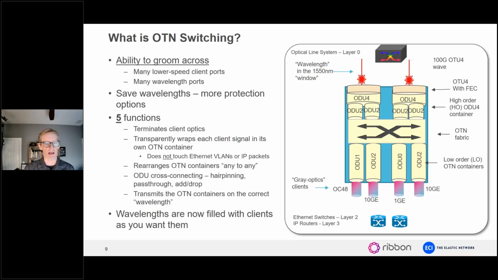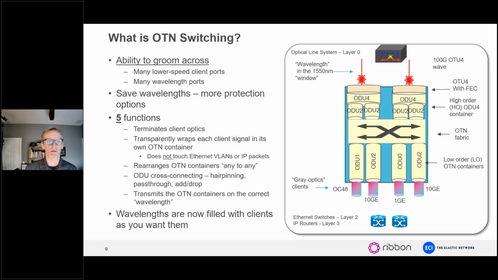You terminate the client optics, and actually it can be a mix of things like OC48, 10 gig, 1 gig, as I'm showing down below. It transparently wraps each client signal into its own OTN container, lower order, and doesn't touch the VLANs or the IP packets.